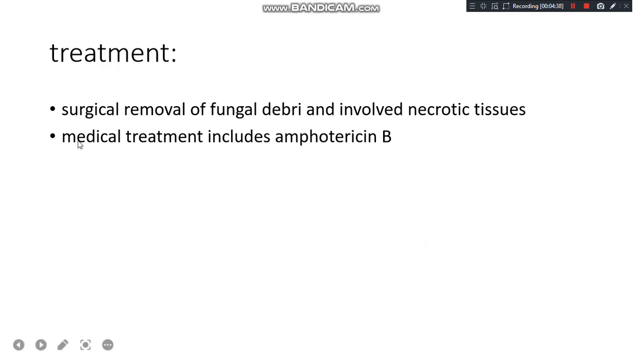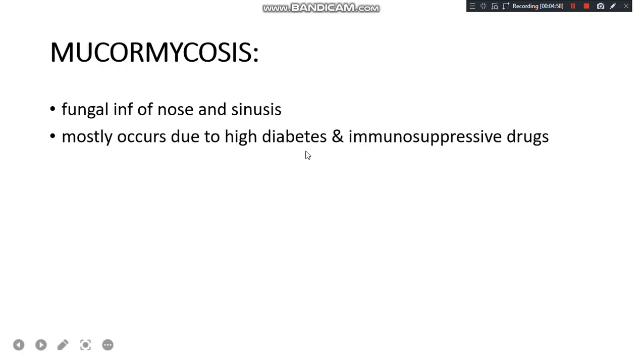Now the treatment again: you have to go for surgical removal of the fungal debris and involved necrotic tissues. You have to remove these tissues, and then you must go for the medical treatment. It includes amphotericin B. This is the antifungal drug that is necessary. It will prevent the recurrence of the disease.